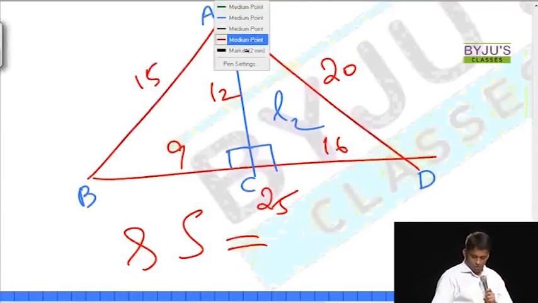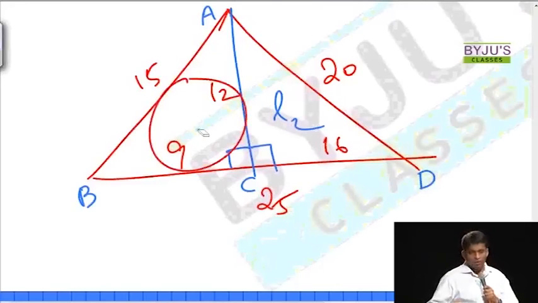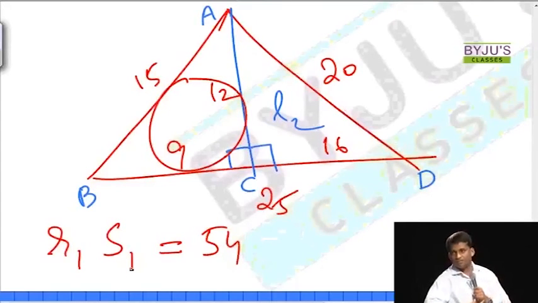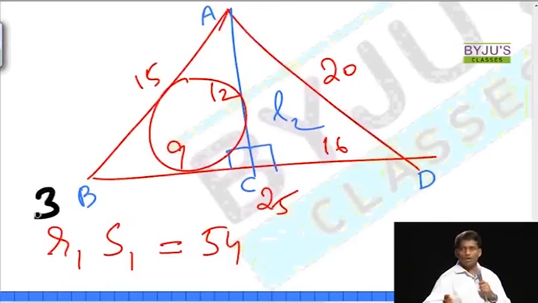So now, how do we find this inradius here? We know how to find the area using half into the product of perpendicular sides. Half into 9 into 12, so that's 54. 54 is also equal to R1 into S1. What is R1? That is the inradius. So what is S1? 15 plus 12 plus 9 by 2, which is 18. So R1 is equal to 3. In the same way you can find R2 also.